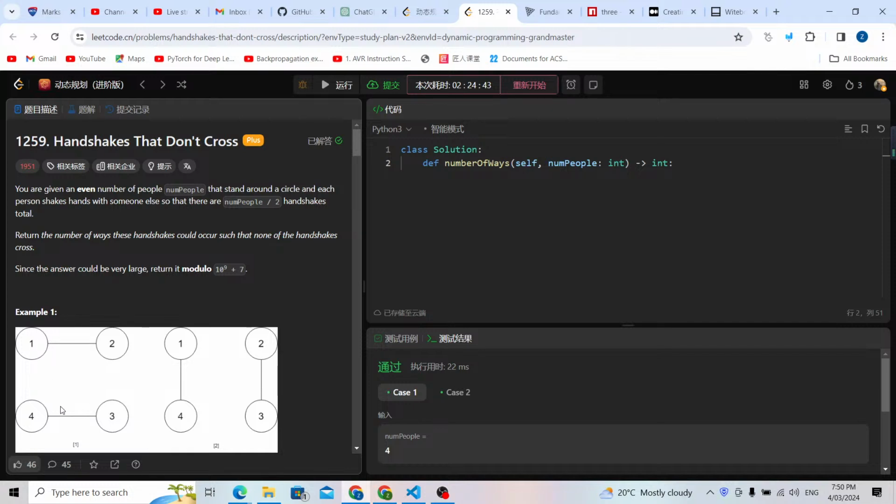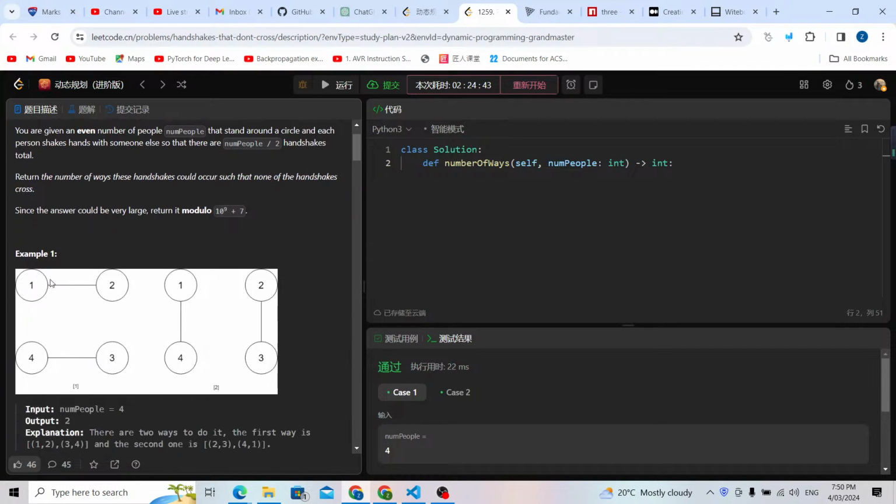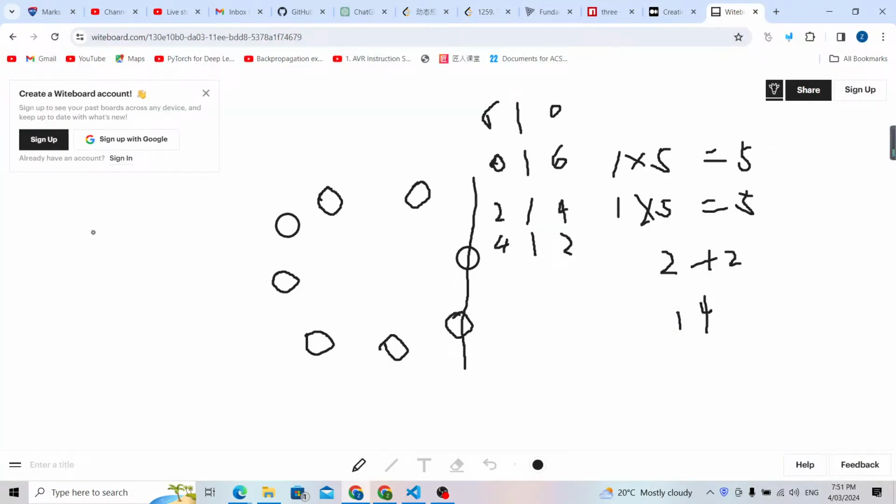So for example, if there are 4 people, there will be 2 handshakes. We're going to return the number of ways that handshakes could occur such that none of the handshakes cross. As you can see, 1-2, 3-4, and 1-4, 2-3, but there's no 2-4 and 1-3, because they would cross. And our final answer will be modulo 10 to the power of 9 plus 7. Let's go to the whiteboard and let me explain the problem.